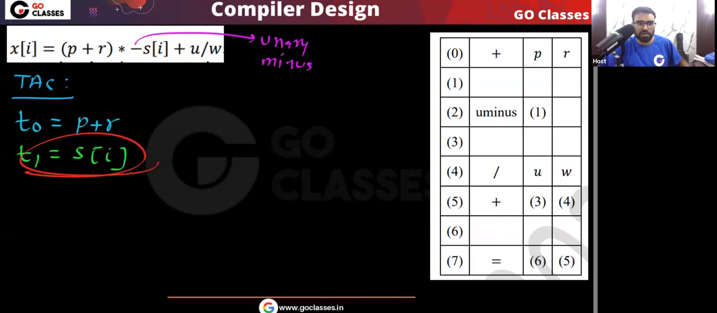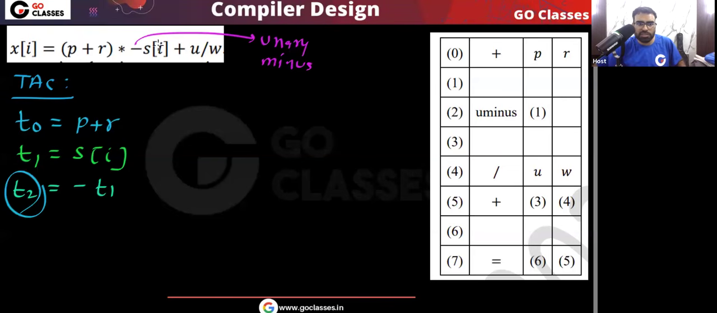Okay, this is the three address code. Then what I am going to do, in some temporary variable T2, I am going to put unary minus T1. Okay, yes or no? Now remember, this T2 is equal to minus SI, and this T0 is equal to P plus R. Now I can do the multiplication. So now in T3 I can put T0 multiplied by T2. Very easy. What is the next step?